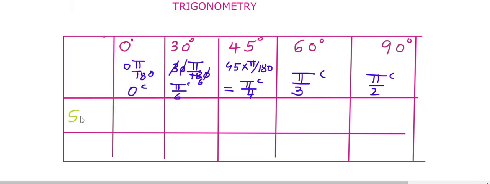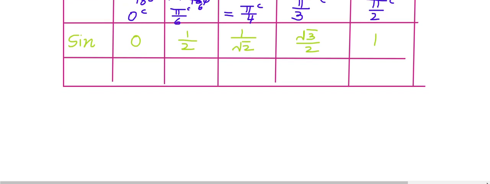So sine values, as you know, what is sine 0? We have seen, that is 0. Sine 30 degree is what? Half. Sine 45 is 1 upon root 2, sine 60 degree is root 3 upon 2, and sine 90 degree is 1. I hope you know how to remember this. If you forget that, I'll just tell you the shortcut before we go ahead.